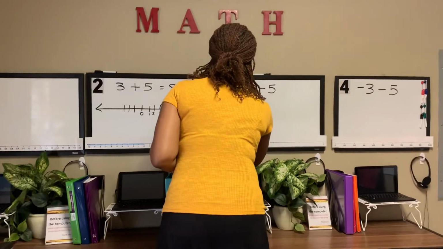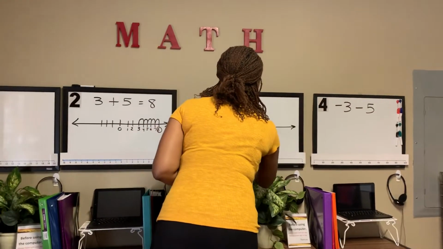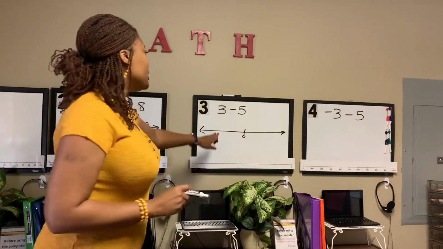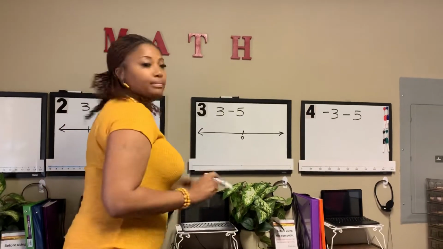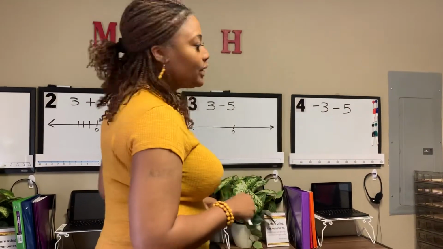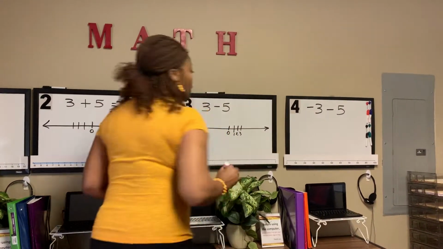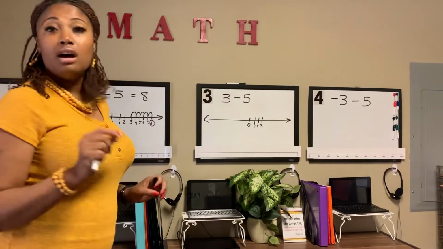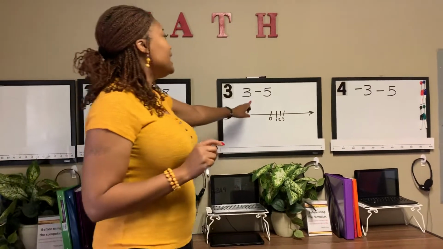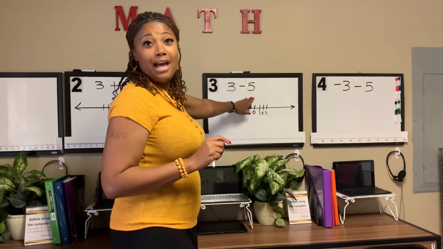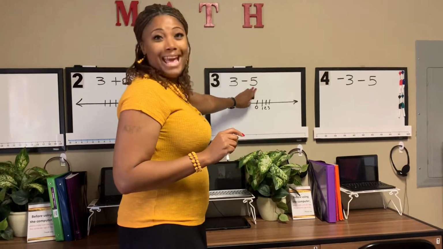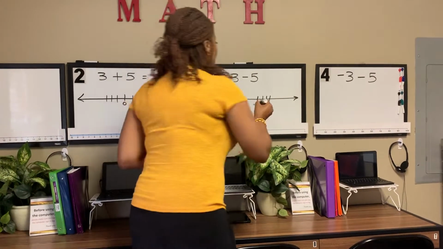So let's draw another number line. All right, so we're starting out with a positive 3. So there's 3 units to the right of the number line. But look at this. This is a minus 5, okay? Or negative 5. Both mean the same thing.